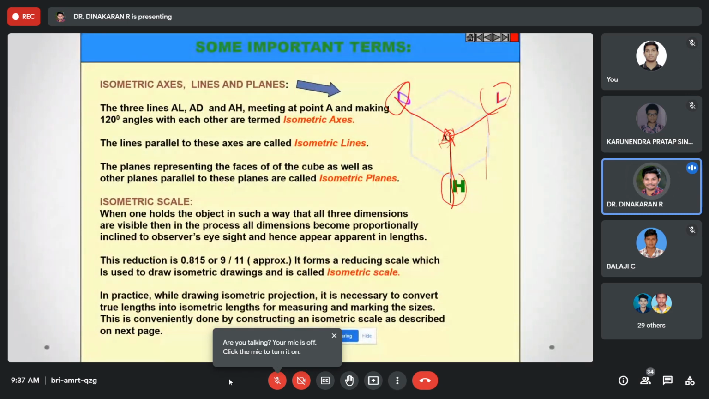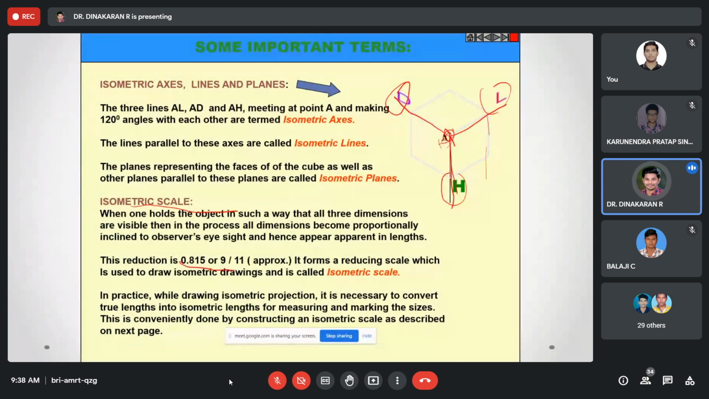But I told you about a reduction. We need to form an isometric scale. In this isometric scale, all three dimensions of an object are visible in one direction, but because of the projection, they will not be the exact dimensions. The appearance will be on the length. The length is visible, but it is not the exact dimension. So for that we need to go for reduction.